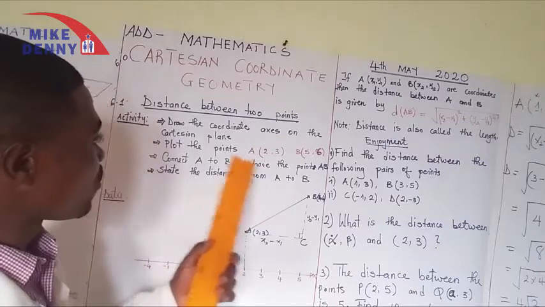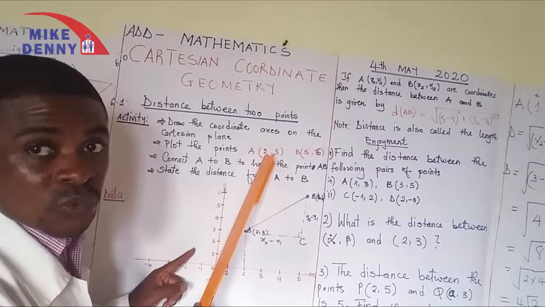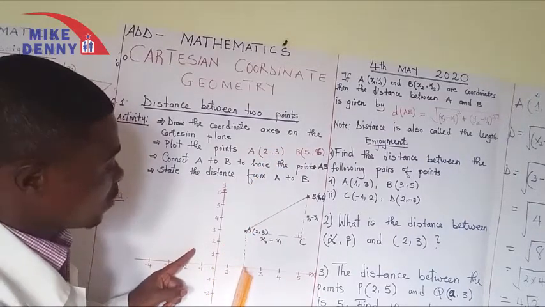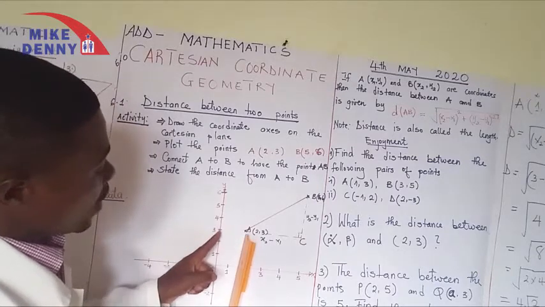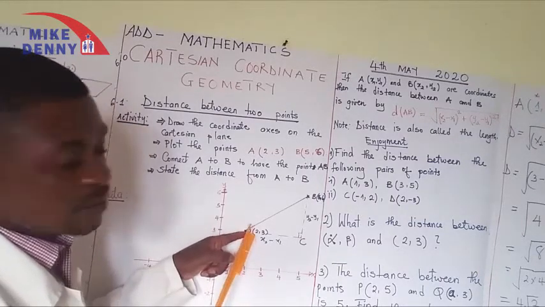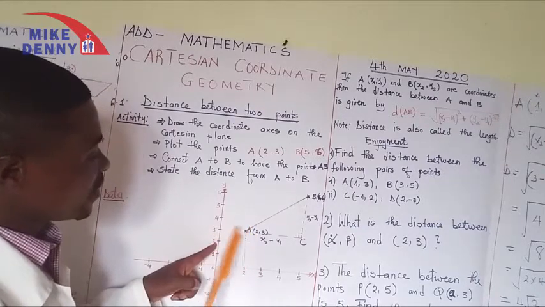So now it's time for me to plot my points. For the point A, which has coordinates 2, 3, I come to the x-axis, look where I have 2, and place my ruler on 2. Then I look for where I have 3 on the y-axis. I will now stretch the line to meet the 2 that is coming from the x-axis. Then I mark my point. So I have 2 for x, 3 for y.